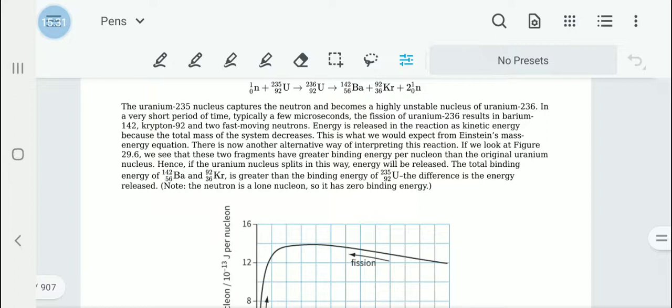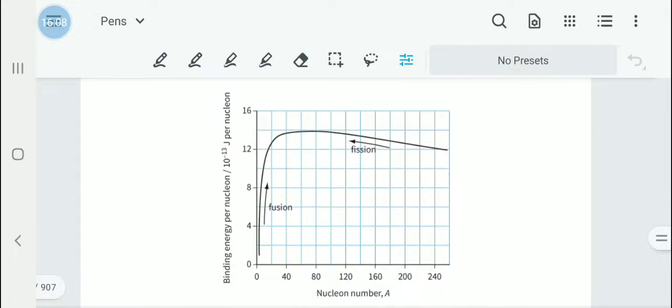So, as a result, when the uranium nucleus splits in that way, energy will be released. The total binding energy of barium-142 and krypton-92 is greater than the binding energy of uranium-235. So the difference of the energies is what is released. The neutron doesn't have binding energy because it is a lone nucleon.